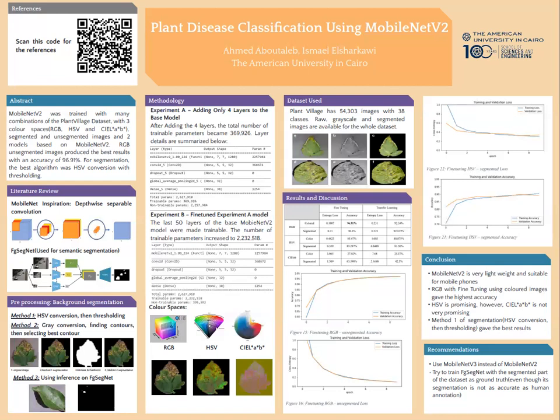A possibility for a solution to that might be training the network from scratch, starting with random weights on the PlantVillage dataset. However, this time, the data has not been annotated. A possible solution for this problem would be using the segmented part of the dataset as ground truth. However, this was never tested before on the PlantVillage dataset.